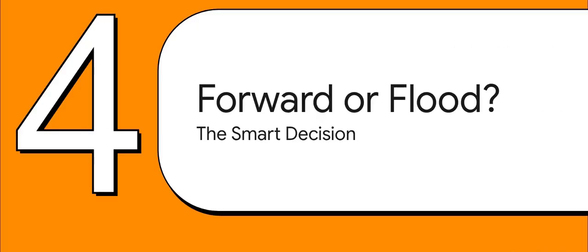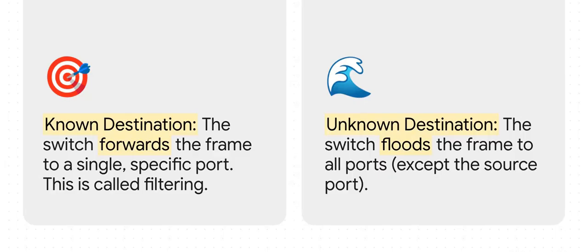Okay, so the switch is busy building its map. Now, let's look at how it actually uses that map to make an intelligent decision. This is the logic that makes your network so incredibly fast and efficient. This right here is the critical decision point. A frame arrives. The switch looks at the destination MAC address. If that address is in its map, perfect. It knows exactly where to send it. It forwards the frame out of that one specific port, creating a private little conversation.